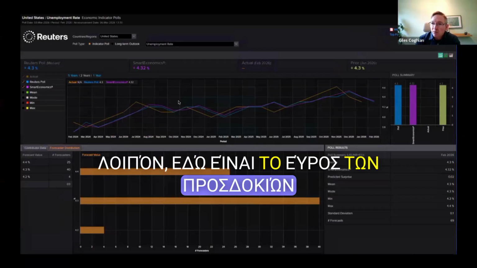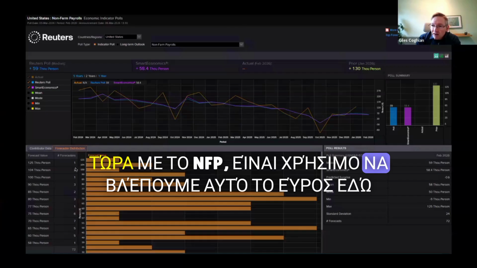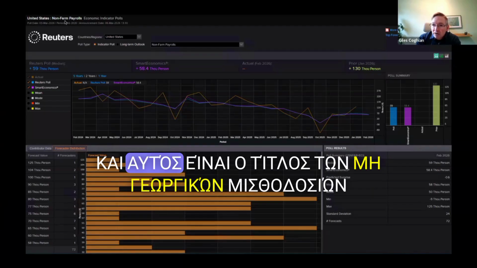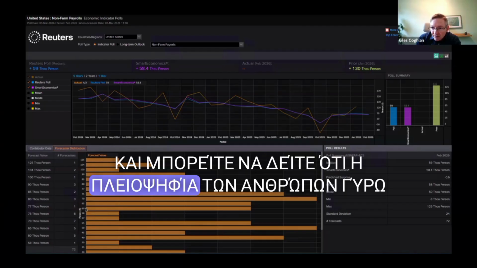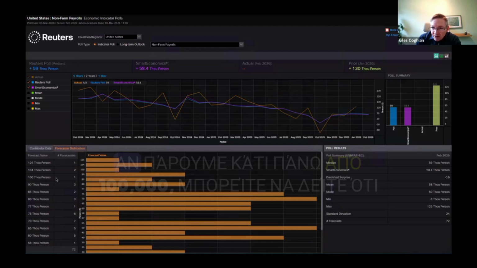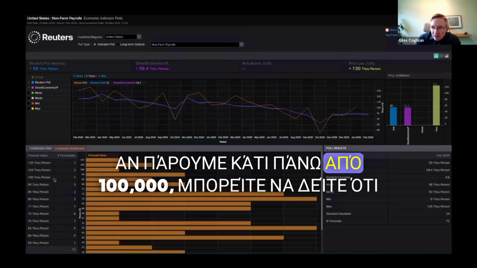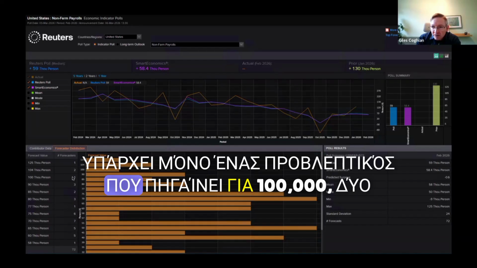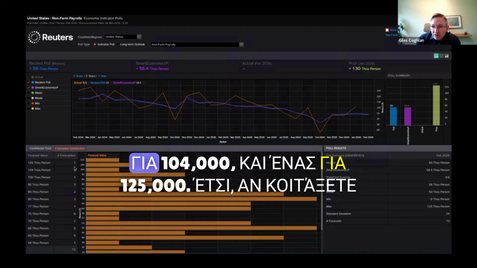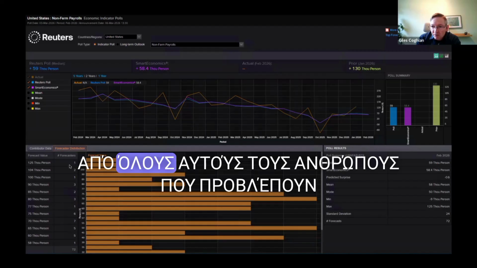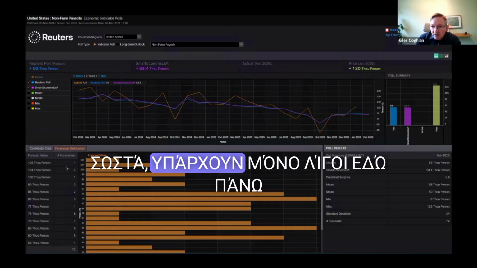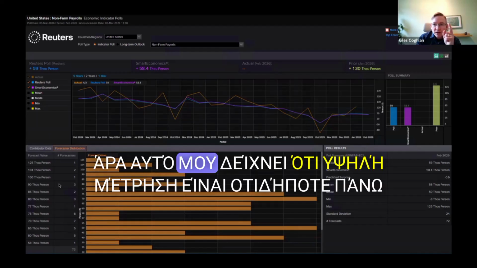So here's the range of expectations. Now with the NFP, it's helpful to see that range here. And this is the headline non-farm payroll. You can see that the majority of people are around that sort of 85, 77,000. So if we get anything above 100,000, you can see there's only one forecaster going for 100,000, two for 104,000, and one for 125,000. So out of all those people forecasting, there's only a few up here. So that tells me a high print will be anything above 100,000.